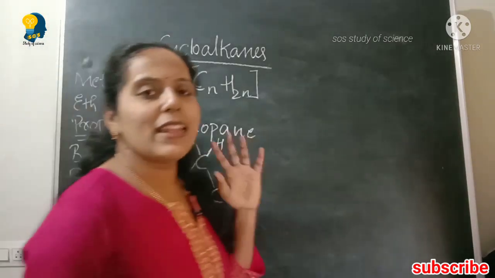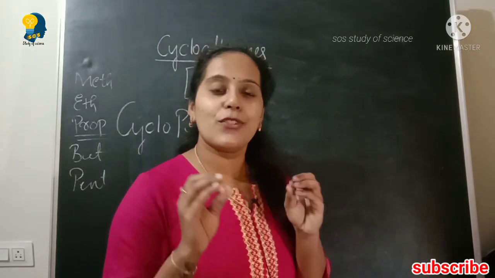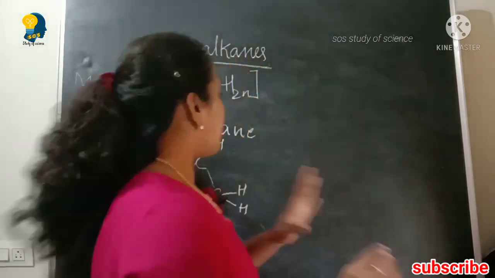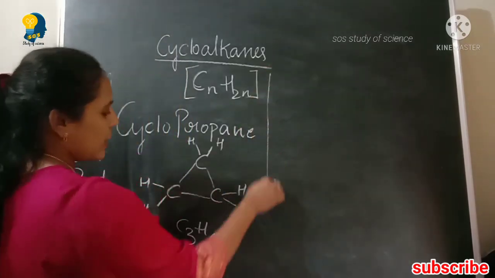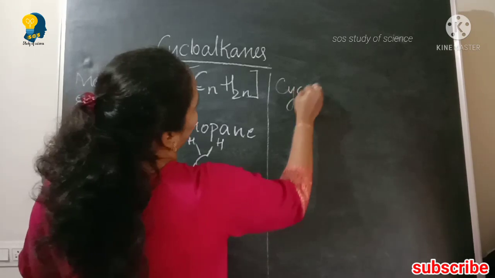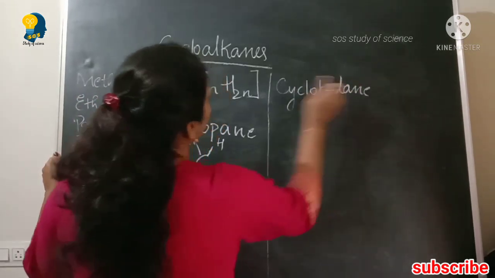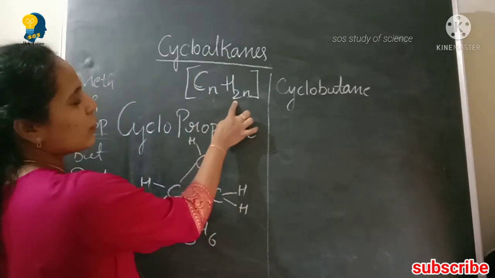Very, very easy, guys. You have to work it out. That's it. Whatever I am teaching, if you just analyze, understand, and work it out, it is very simple. I am going to teach you the next member, that is cyclobutane. Cyclobutane is the next member. So but means n is equal to how much? 4, right? So 2 times 4 is 8.